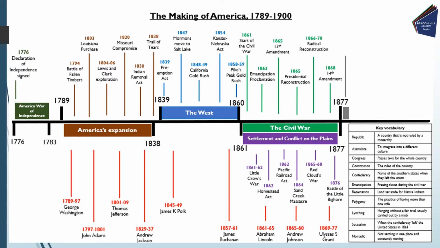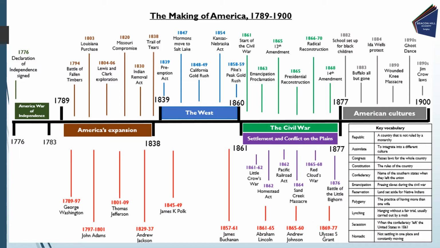The final theme then for Making of America is American cultures, and the final dates for that time period are 1877 to 1900. So it might be worth taking a screenshot of this timeline. You do have one of these as well in your exercise books, but these are the dates of the course that you absolutely need to know.